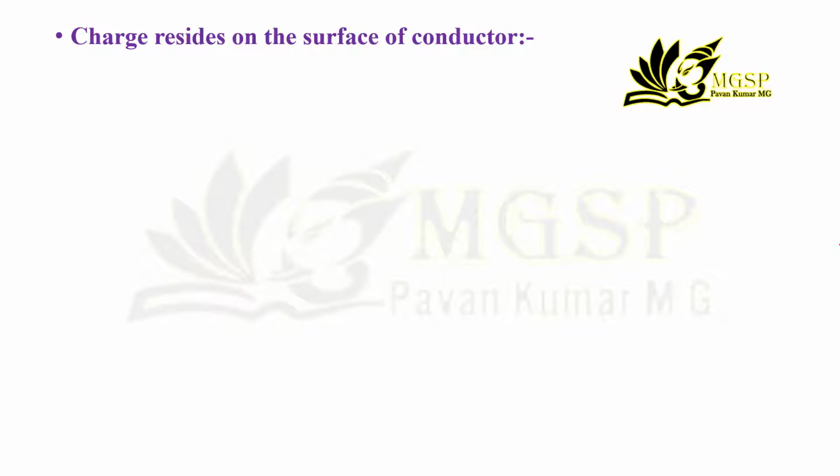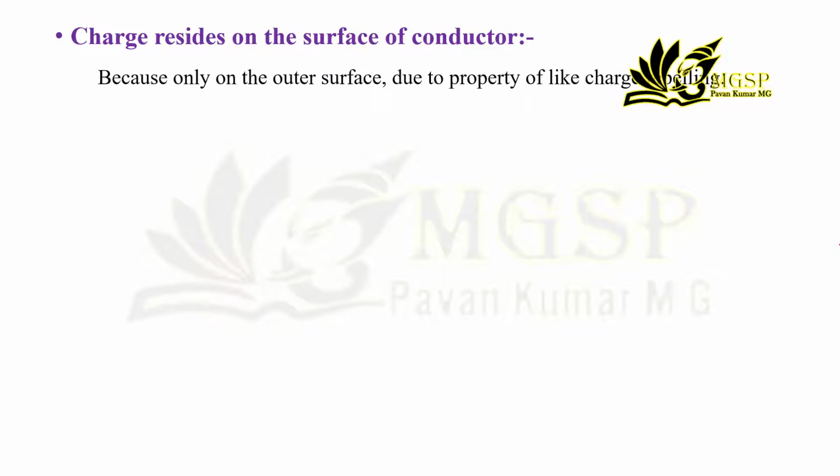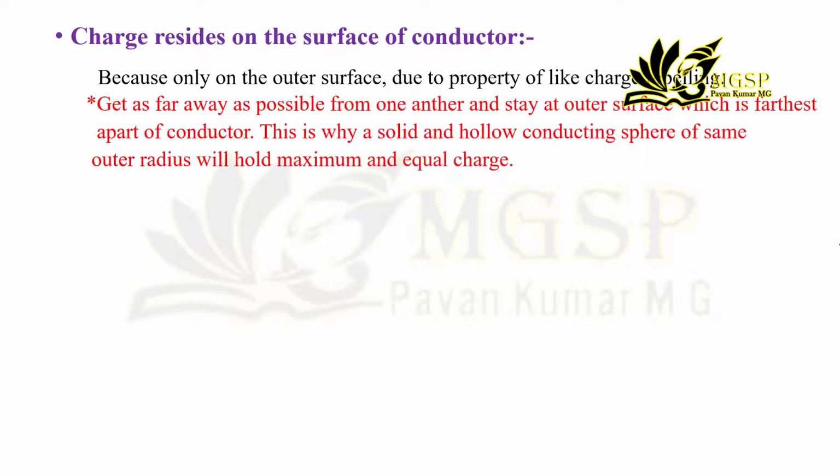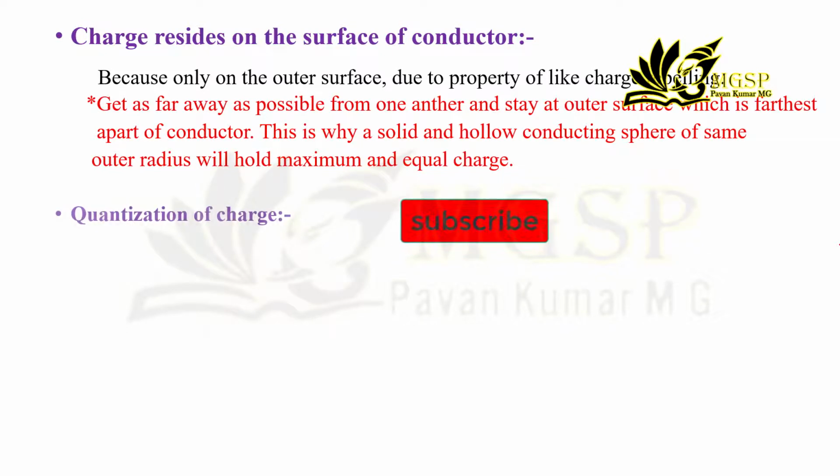Let's consider another property. Charge resides on the outer surface of a conductor because of the property that like charges repel each other. Inside there would be the same kind of charge, so they cannot stay inside; the charges reside outside, getting as far away as possible from one another, staying on the outer surface, which is the farthest apart, of a conductor. This is why a solid and a hollow conducting sphere of the same outer radius will hold the maximum and equal charge.